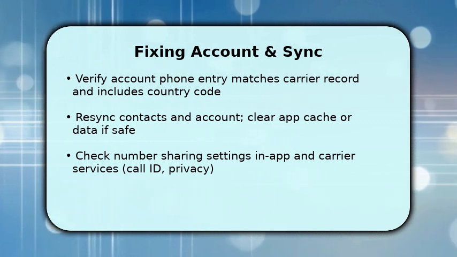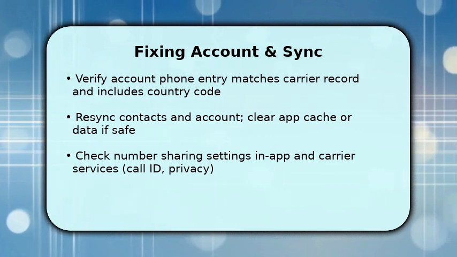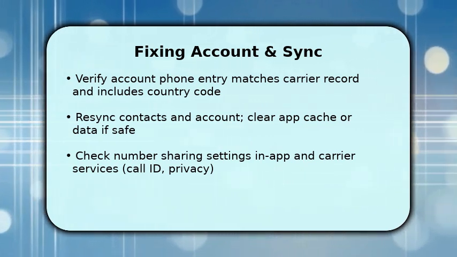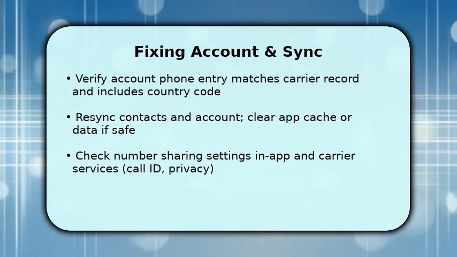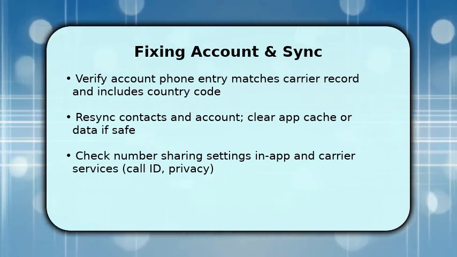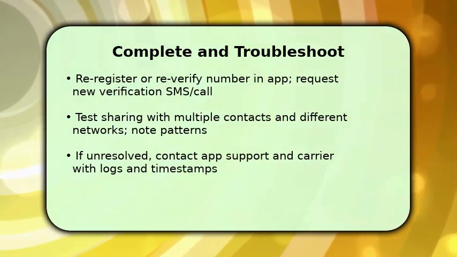Also examine in-app sharing toggles and any carrier privacy services or call ID blockers that could suppress number sharing. Disabling those often restores visibility to recipients. Finish by re-registering or re-verifying the number inside the app. Request a fresh verification SMS or call and complete it.